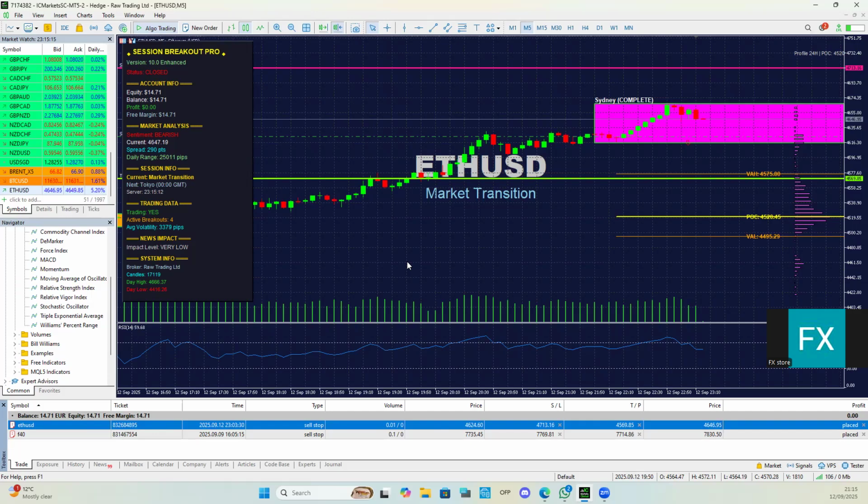If in case the market doesn't arrive over here, depending on Australian news on Ethereum, then my order gets deleted. Okay, so this is how you have to determine your entries.